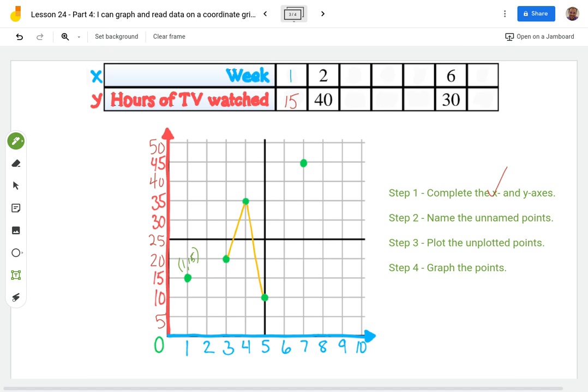I'd like you to do it in both places, right next to the point and up here in the table. Okay? Now, if you take a look here, step 3 says plot the unplotted points, and we have one right here. There's a point, but it doesn't have a name. Let's get to that next. But for now, let's stay with step 2, okay? So our next point that doesn't have a name is right here. We go over to 3 and up to 20. So that's 3, 20.